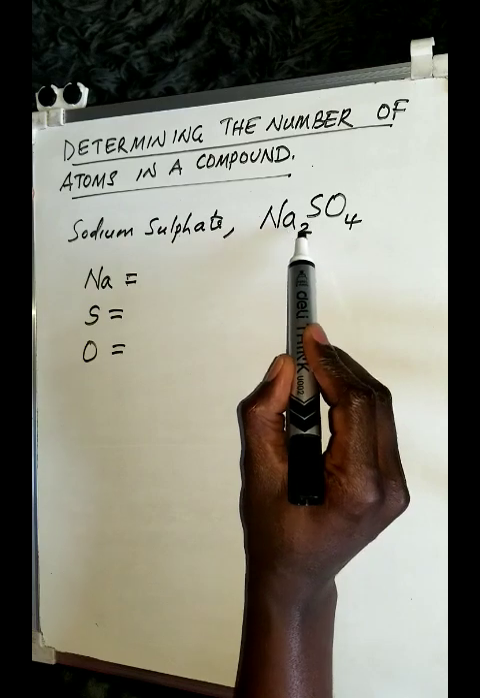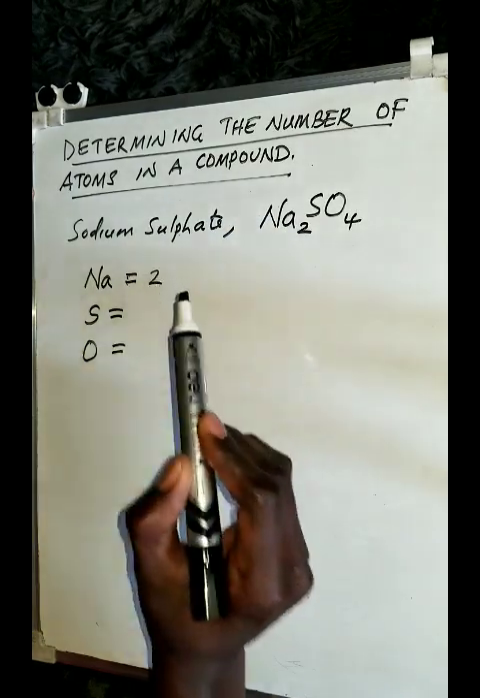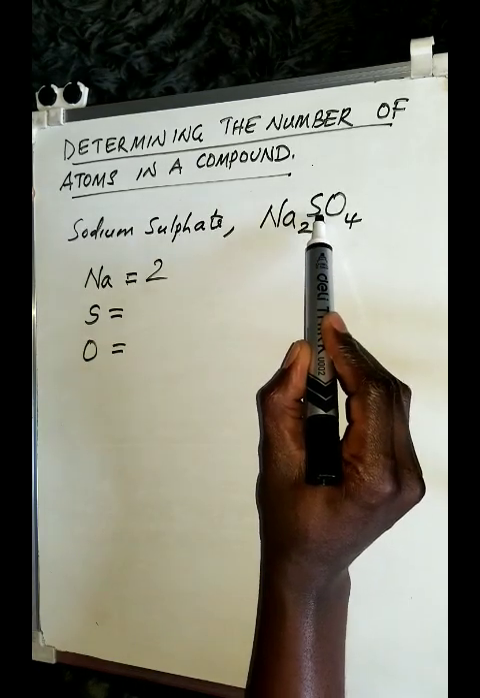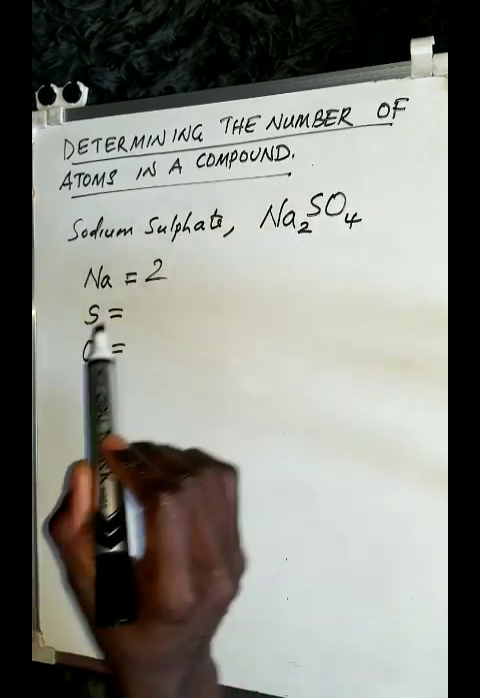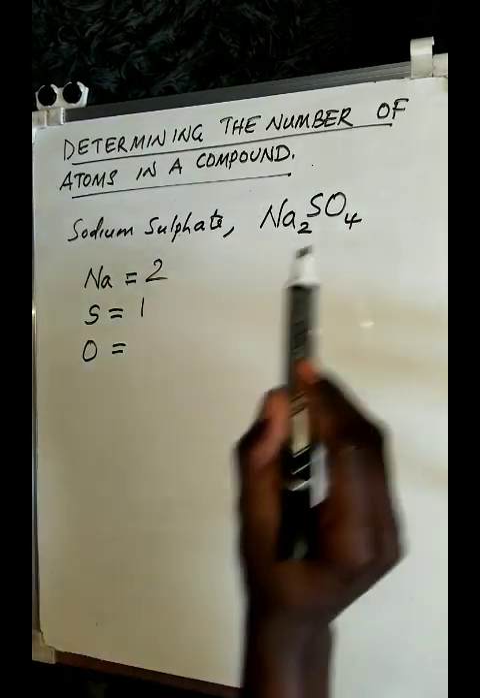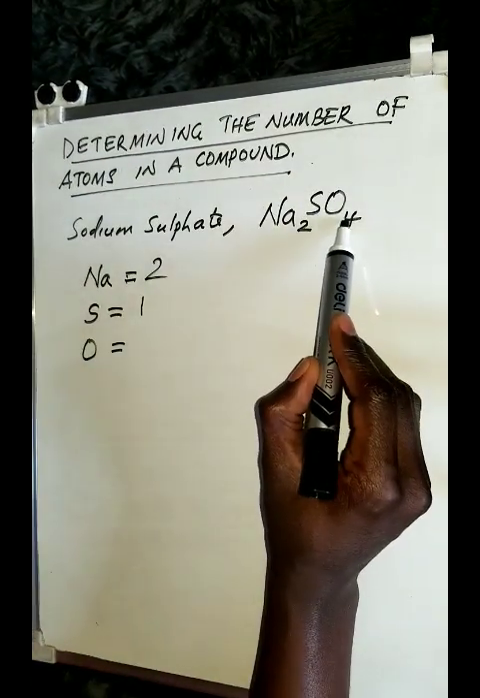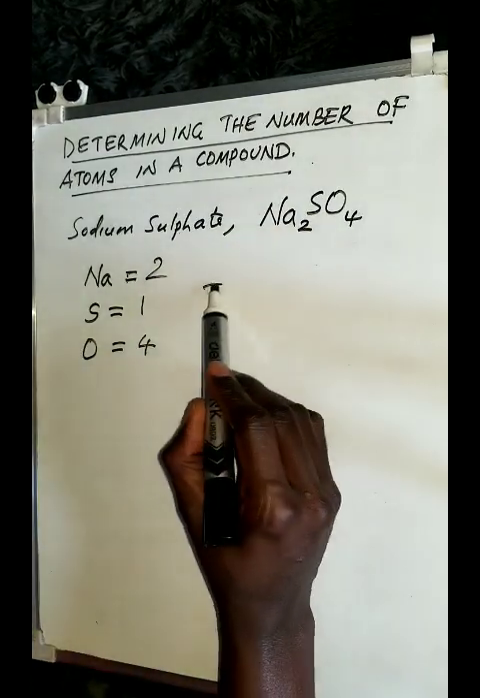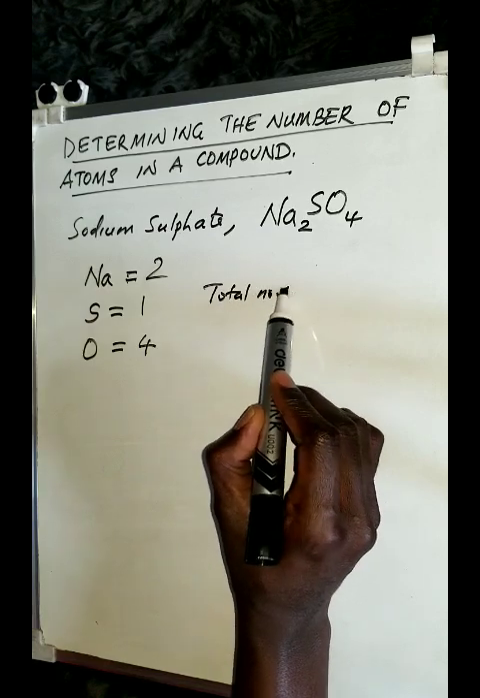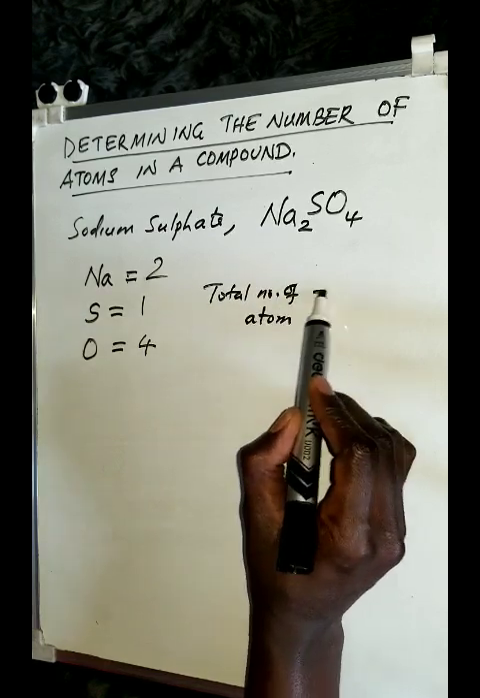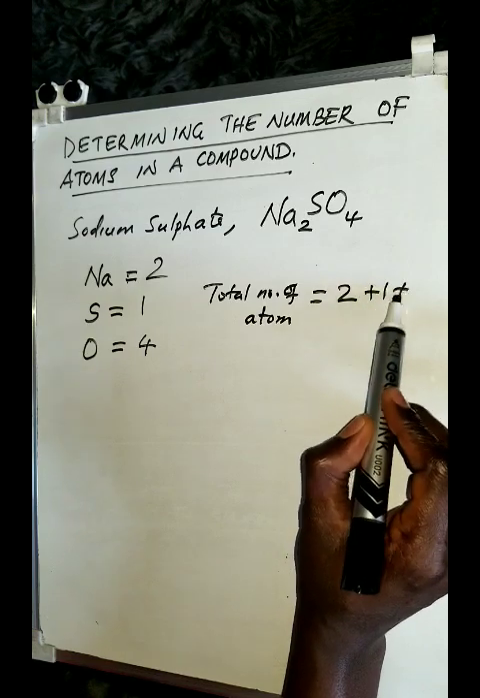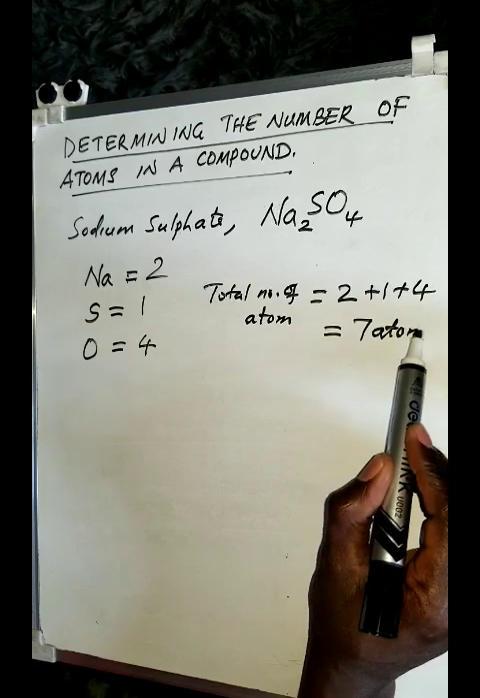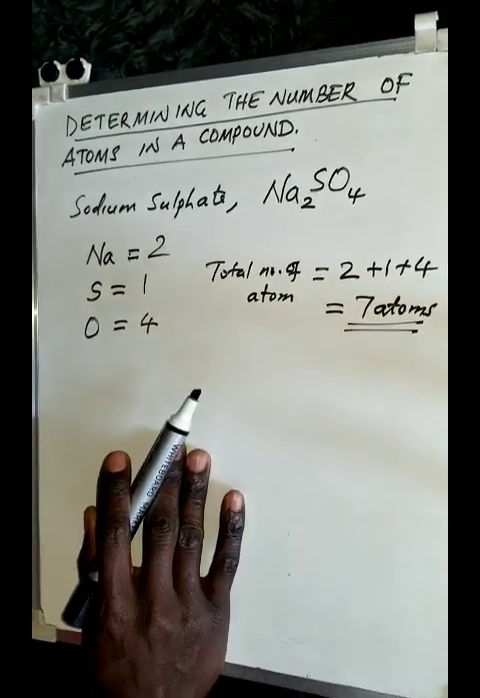For example, how many sodium are there? That one tells me there are only 2. For sulfur, there's a 1 here, but we don't write 1 in our formula, so for sulfur there's only 1 atom. What about oxygen? Because of that subscript, which is a 4, it simply means there are 4 atoms. If you want to know the total number of atoms in the compound, you just add 2 plus 1 plus 4. So that is going to give you 7 atoms.